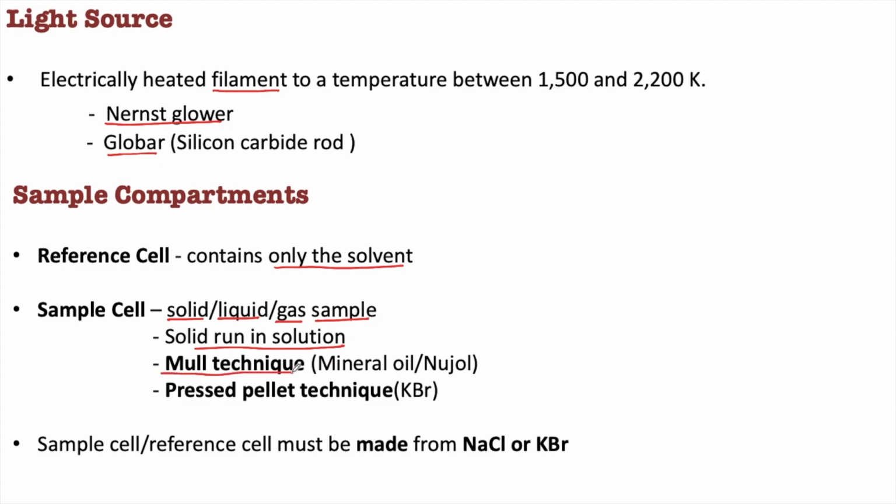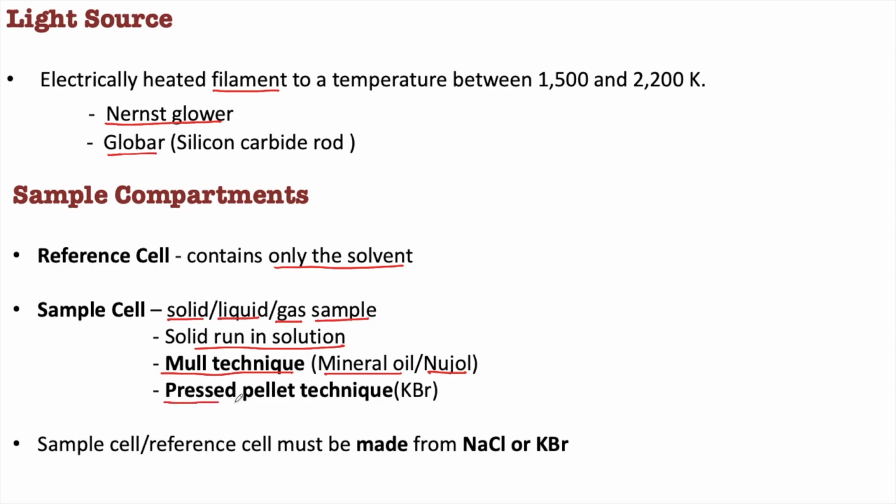Second is the mull technique. The solid is converted into a fine powder using a mortar, and then that powder is either mixed with mineral oil or Nujol to form a paste. And that paste is then applied on the salt plates, and both the plates are then pressed against each other to form a thin film of the sample. And those plates are then inserted in the spectrometer and the spectrum is generated.